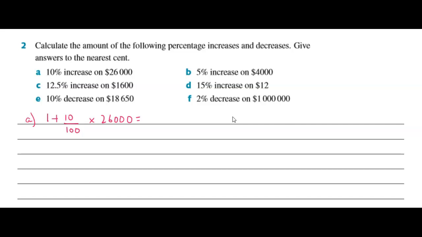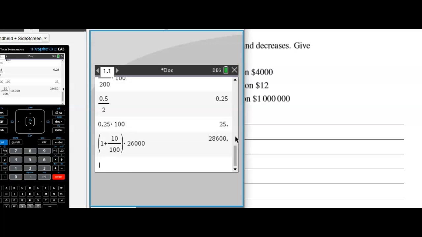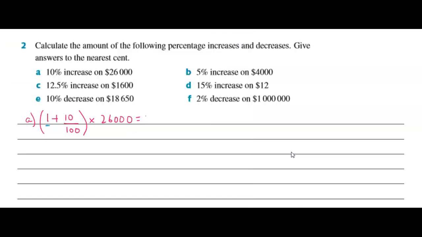Okay, so basically the 1 means we want to include the 26,000 and then we're adding an extra 10% on that. Sorry, I should put that in brackets. And you will know that we did this when we did number patterns and recursion. So percentage increase and percentage decrease. So we're going to have 1 plus 10 over 100 in brackets, and then multiply that by your amount, 26,000. So we get 28,600. So that's a 10% increase. So 28,600 is the new amount.